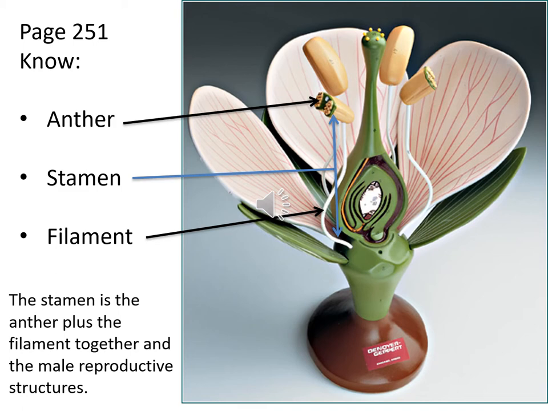The anther is part of the male reproductive structures. It does produce pollen. Pollen is going to be the male gamete for plants, kind of like humans have sperm. Plants would have pollen.